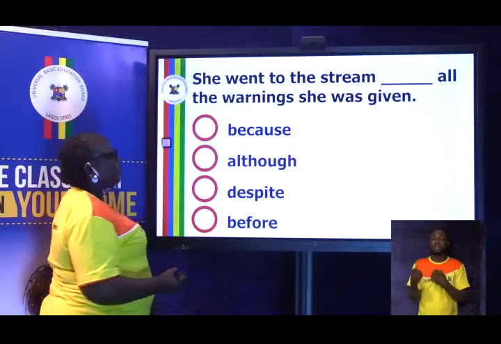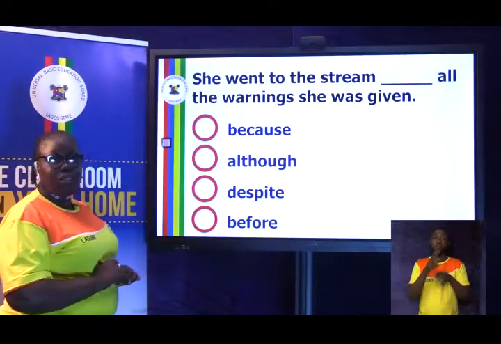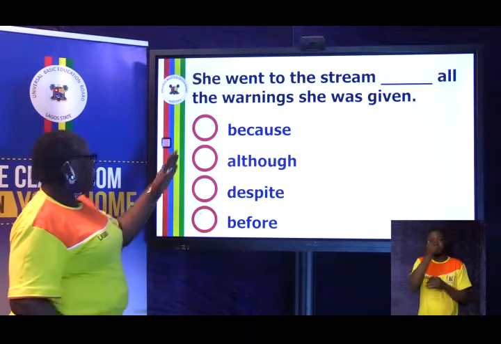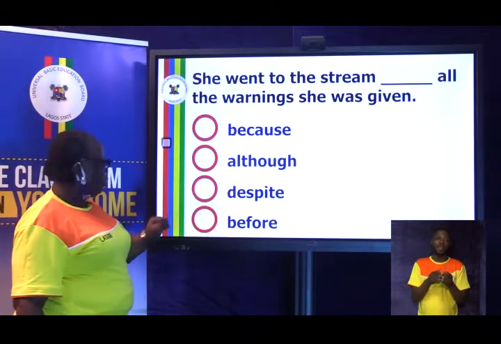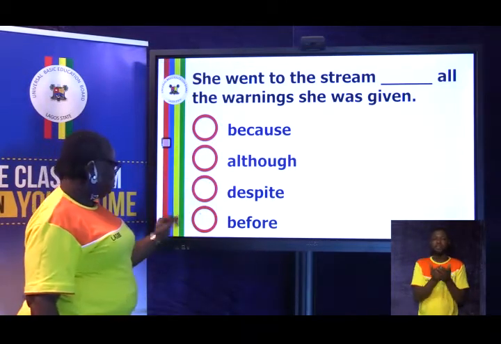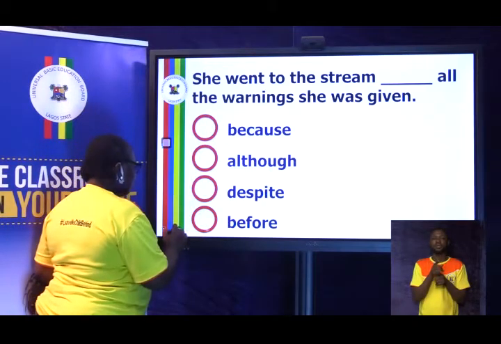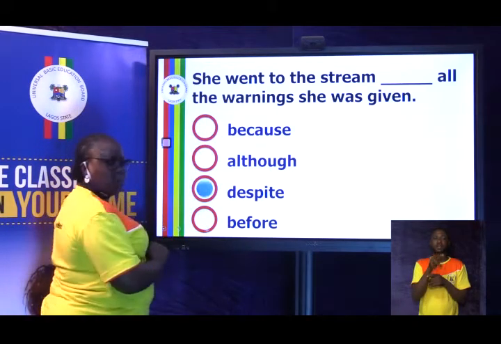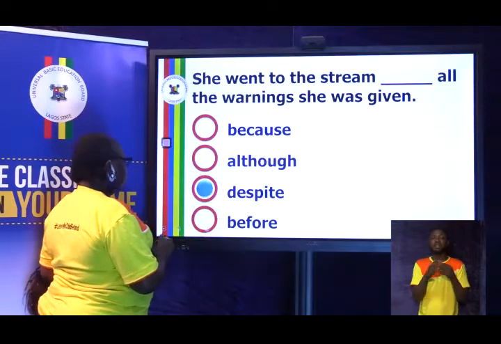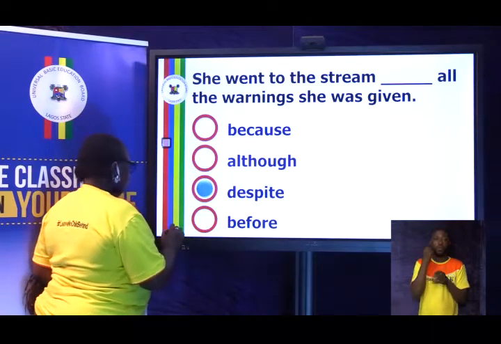She went to the stream, dash all the warnings she was given. Because, although, despite, before. What is the answer? Despite. She went to the stream despite all the warnings she was given.